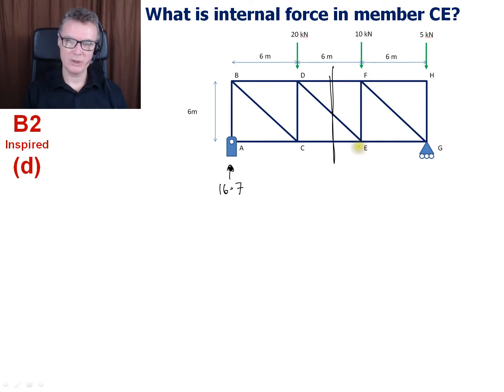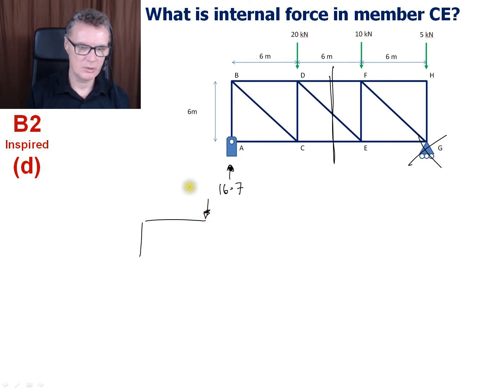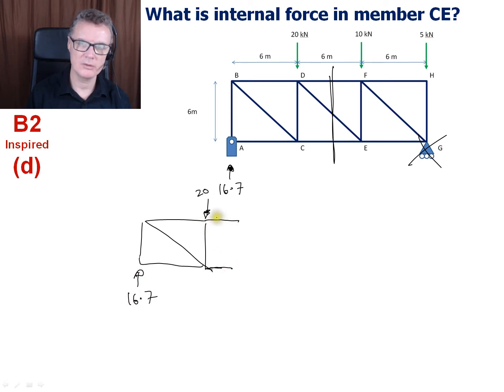Right, so we'll keep the left hand side because I haven't bothered working out what the reaction is on this G point here, so I don't know what that is anyhow. So keep this bit of framework, draw yourself a new framework diagram. Make sure you include all the external forces. We've got a 20 there. You can draw in the framework, although it's not going to affect anything. 16.7. The only thing that's of interest is the cut through members which are exposing their internal forces.